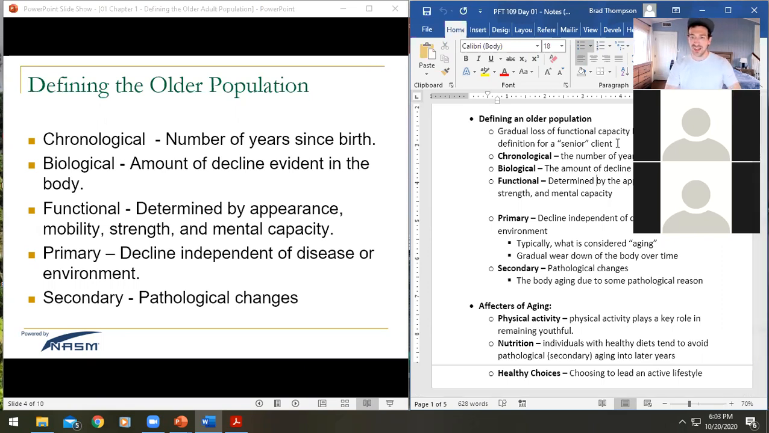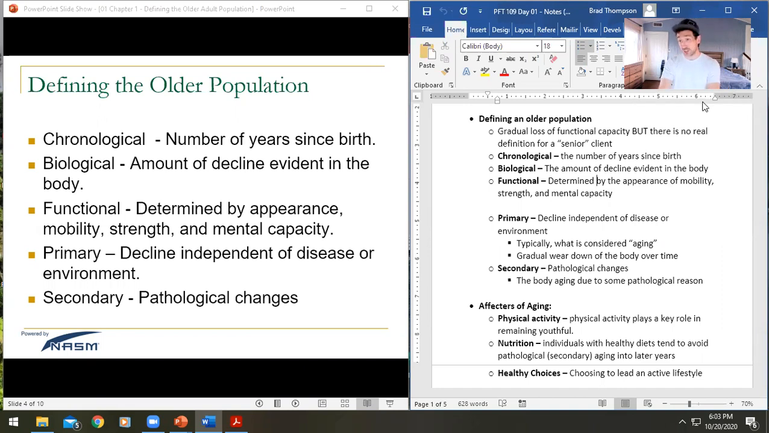Yeah. So anyway, that's biological, right? It's outward signs of aging. You know, people have always told me that I look way older. People have thought that I was in my 30s when I was in my teens, because I apparently have a lot of lines on my forehead. So that's biological.